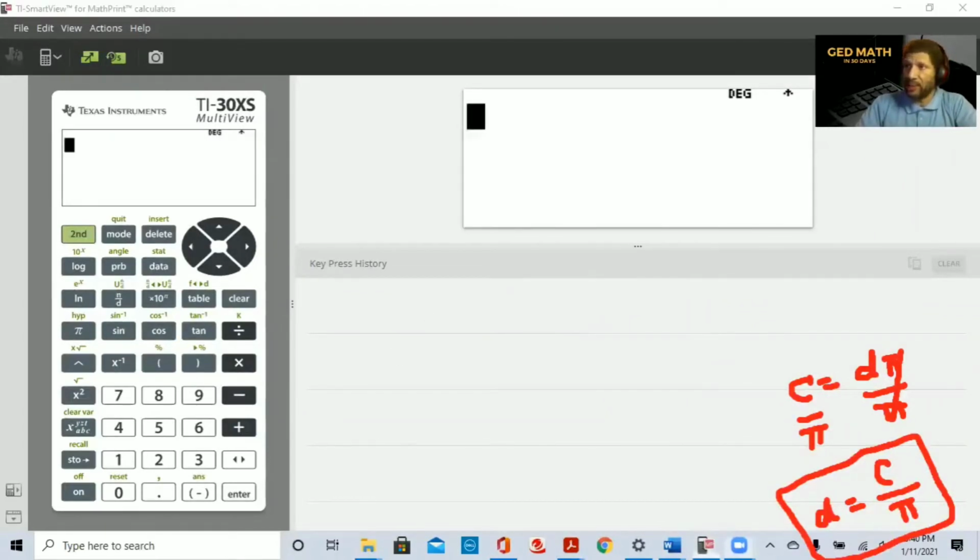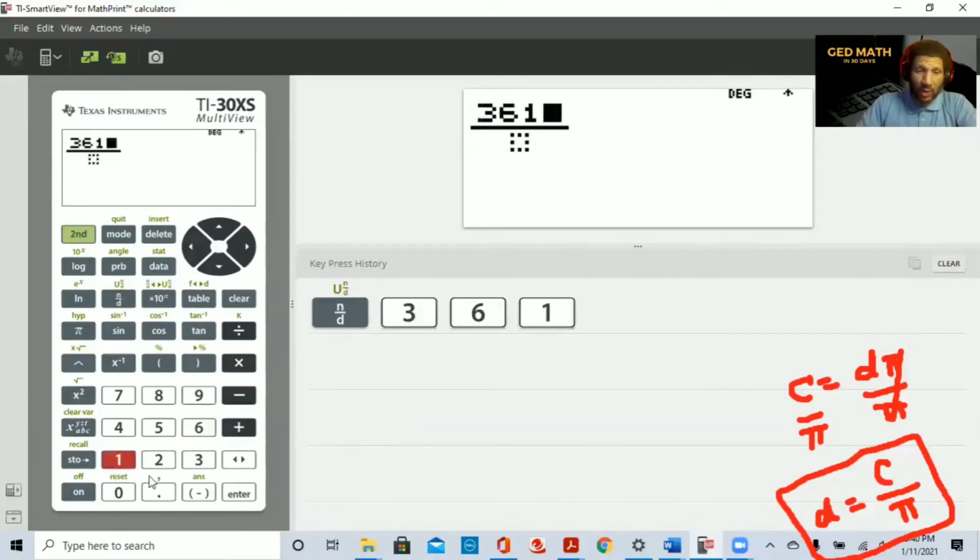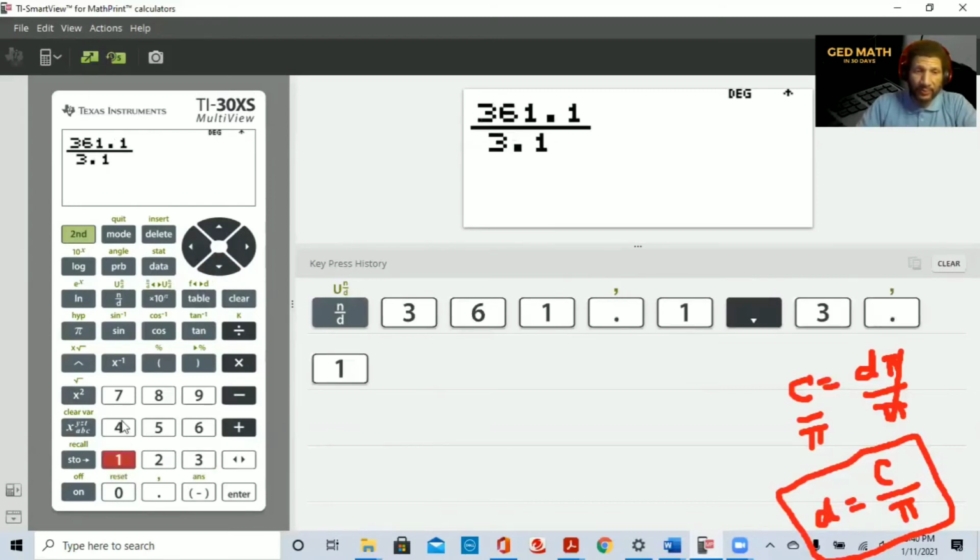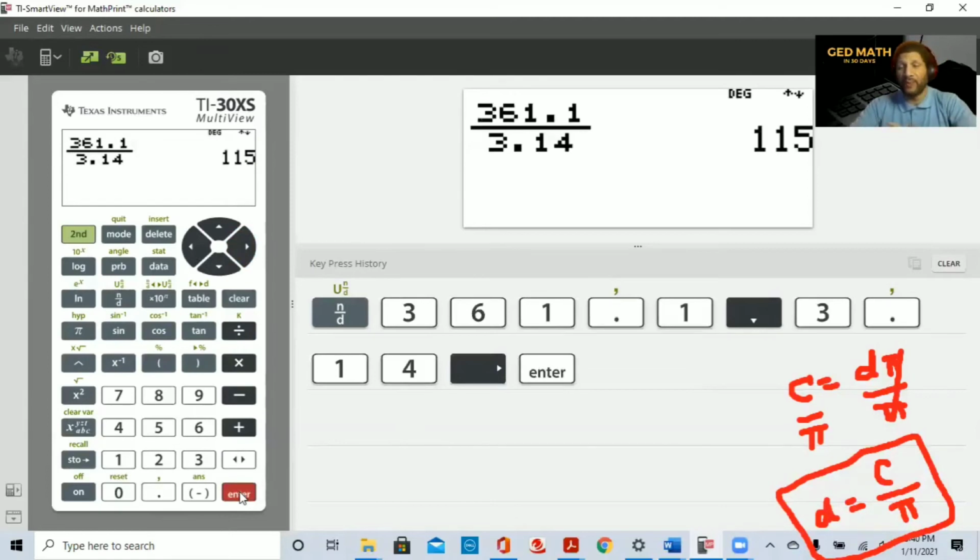Now watch how easy this problem becomes. Now d is equal to c, the circumference, divided by pi. Again, I'm just reiterating. Now we're going to go to our calculator. We're going to hit ND. C is our circumference, which is 361.1. Our pi is 3.14. Get out of your fraction by hitting the right arrow and pressing enter.